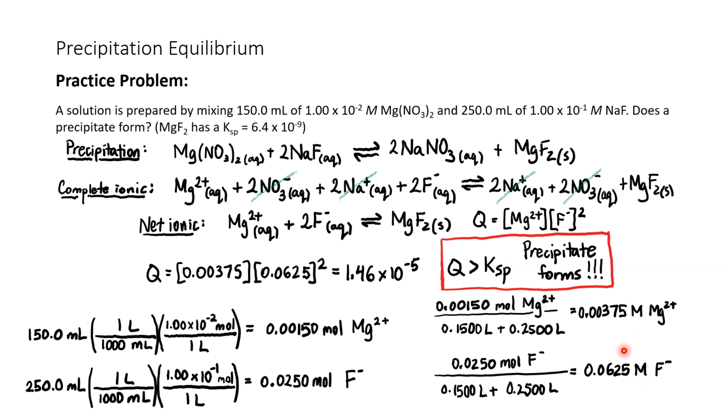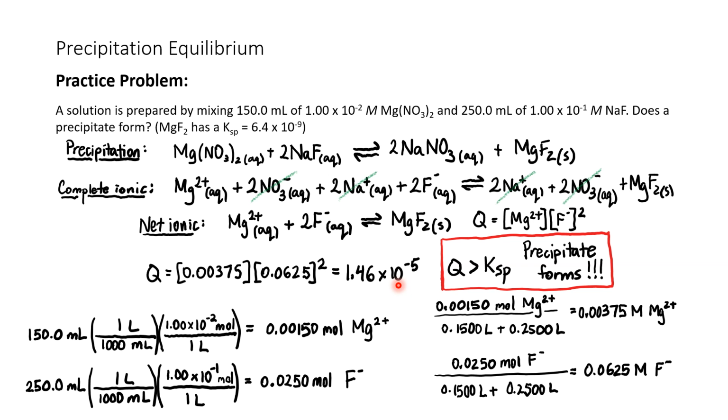Now we can plug these into our Q. And when we plug it into Q, what do we get? We do this math on our calculator, we get 1.46 × 10^-5. What is that relative to KSP? Looks like it's bigger, right? Q is greater than KSP. So if Q is greater than KSP, a precipitate forms, right?